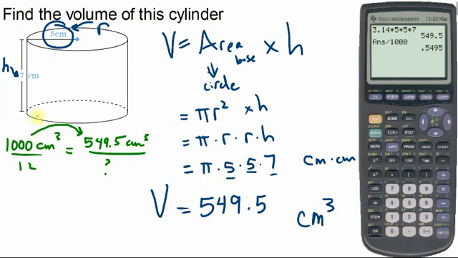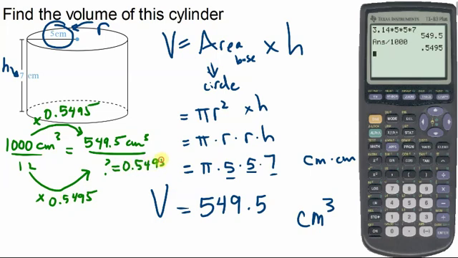Lo and behold, that would be times 0.5495, which would tell me how many liters I have. 1 times that is going to be exactly that, so 0.5495 liters, just if I had to figure that out in liters. Or about 549 milliliters, or 550. Common soft drink ones.